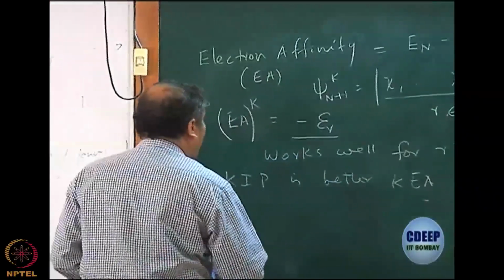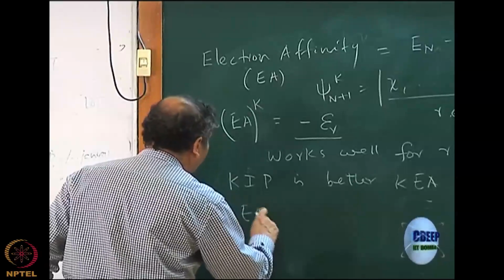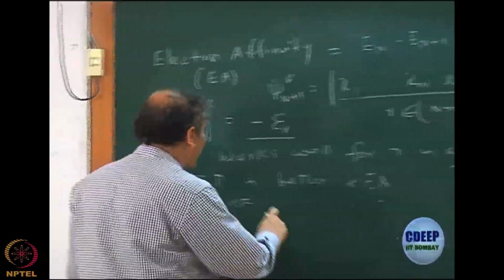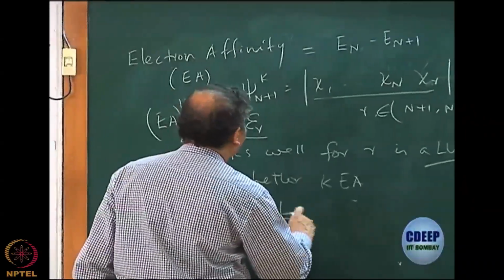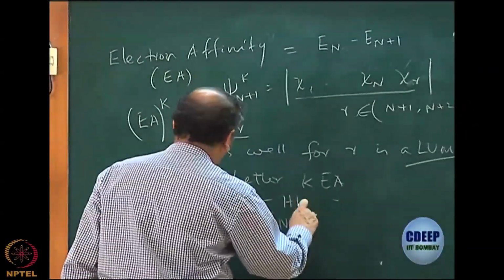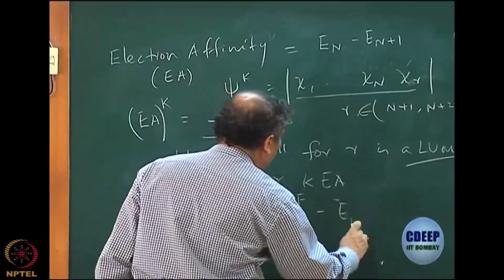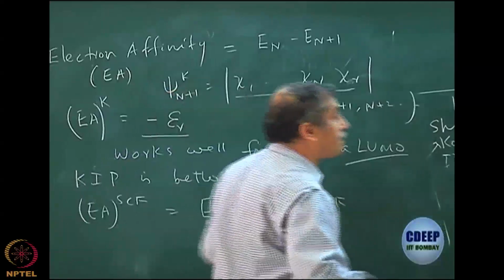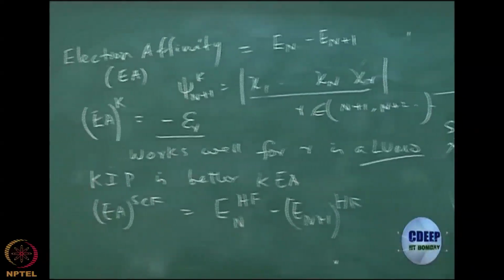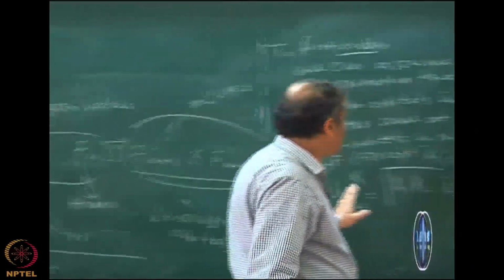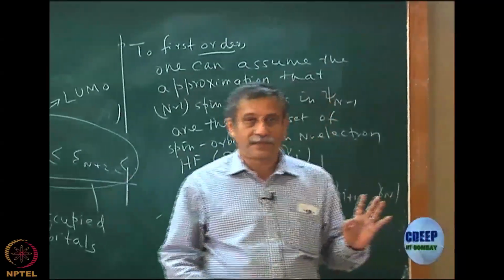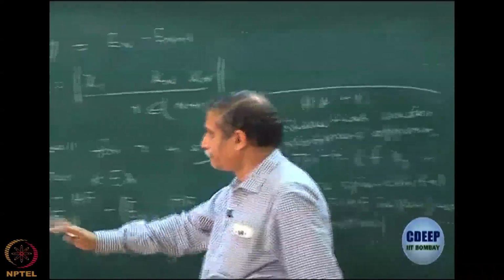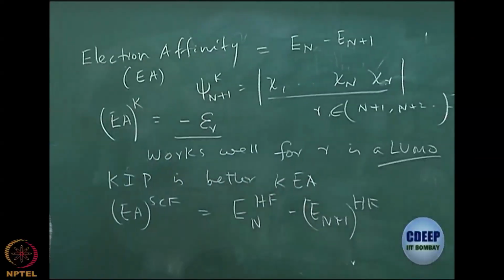So I can also define electron affinity by Hartree-Fock in the same way, as defining En Hartree-Fock or SCF minus En plus 1 Hartree-Fock. In which case, of course, everything will change. So it will no longer be the Koopmans approximation. All the spin orbitals will change if I do Hartree-Fock. So that's a completely different ball game. Okay, are the statements clear?